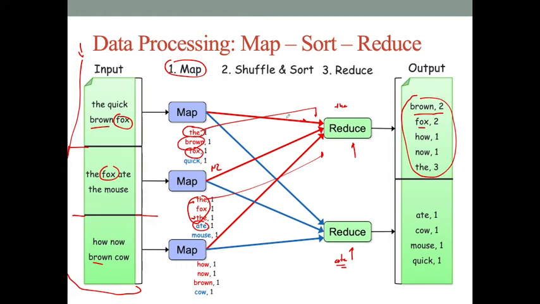Okay, so basically we're going to send this information to the reducers, so for example, it's coming here, brown, fox, and so on and so forth. And then your reduce program is going to take this as an input, and it's just going to aggregate this information to get the final output. And then we have the final output of my MapReduce program.